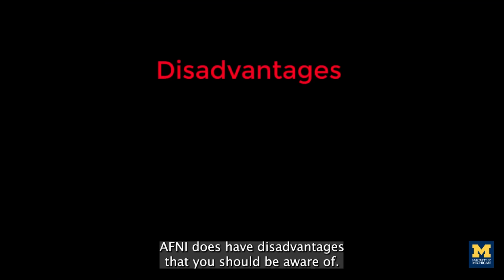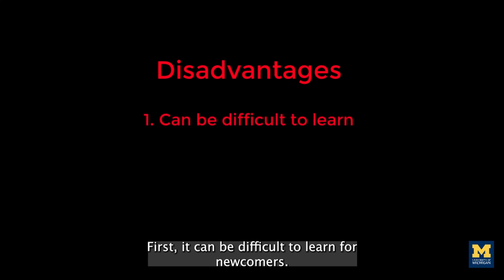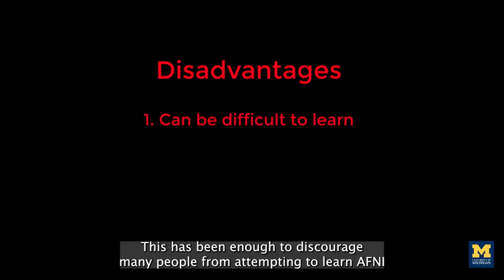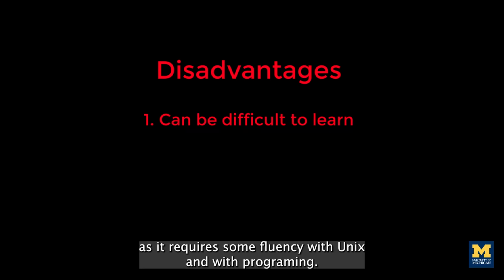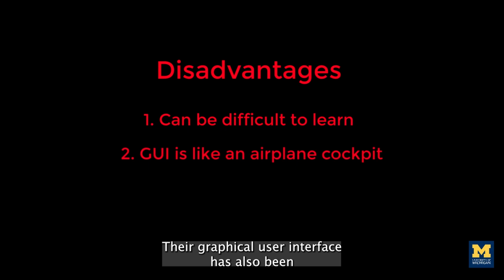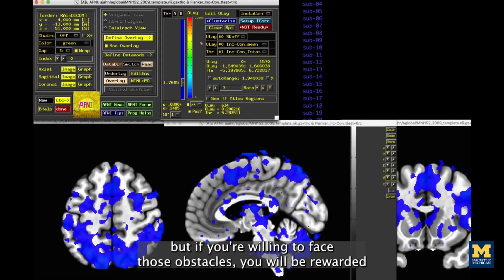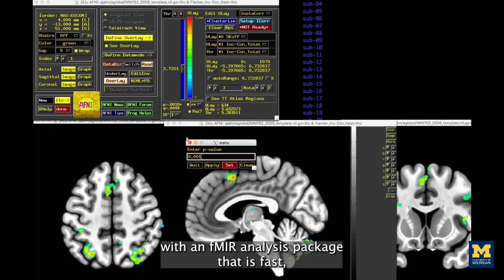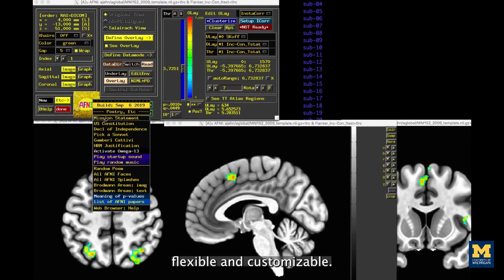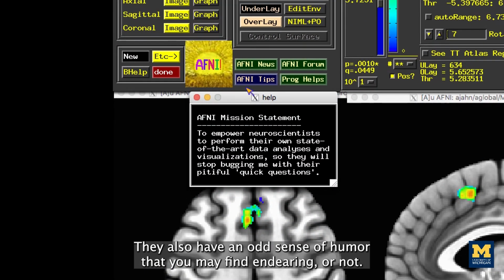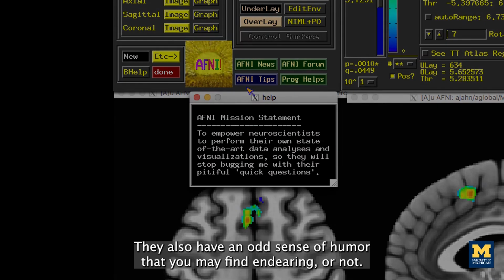On the other hand, AFNI does have disadvantages that you should be aware of. First, it can be difficult to learn for newcomers. This has been enough to discourage many people from attempting to learn AFNI, as it requires some fluency with Unix and with programming. Their graphical user interface has also been compared to an airplane cockpit. But if you're willing to face those obstacles, you will be rewarded with an fMRI analysis package that is fast, flexible, and customizable. They also have an odd sense of humor that you may find endearing, or not.